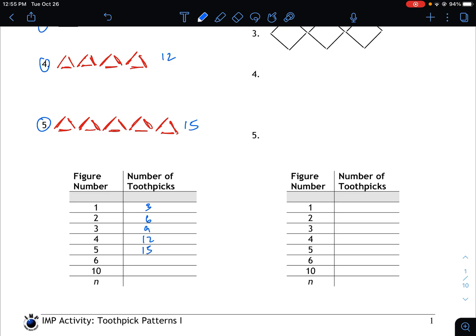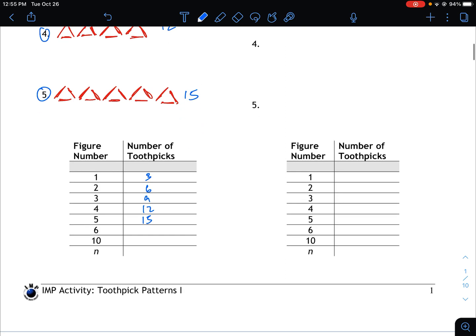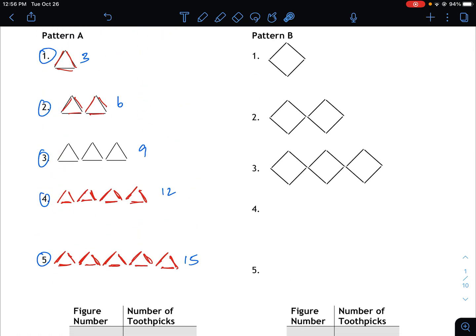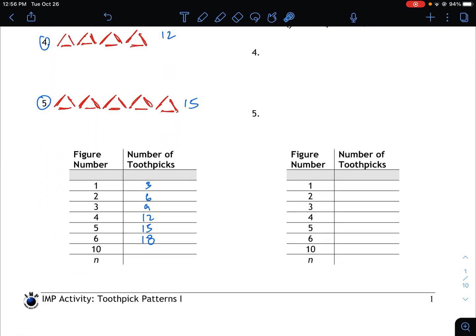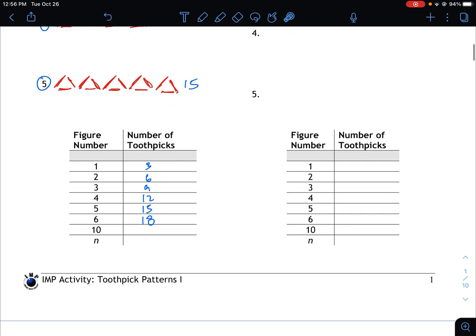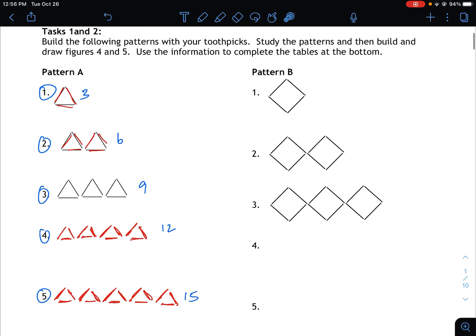So if we drew a 6th pattern, how many toothpicks would we need? Well, it seems like we're just adding 3 more. So we would probably have a total of 18 toothpicks. Now, if we were to do a 10th figure, so from 1, 2, 3, 4, 5, 6, all the way up to 10, how many toothpicks would we need? Well, what's the pattern here? How do I get from 1 to 3, or 2 to 6, or 3 to 9? I need 3 toothpicks each time.